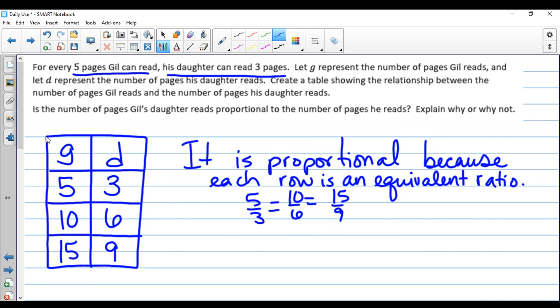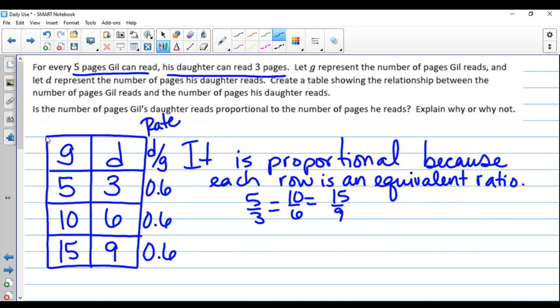The second thing I can do is I can calculate a rate using each row. And in this case, I'm going to do D divided by G. What is the number of pages read by the daughter per every page read by the dad? And so if I do D divided by G, 3 divided by 5 is 0.6. 6 divided by 10 is 0.6. 9 divided by 15 is 0.6.